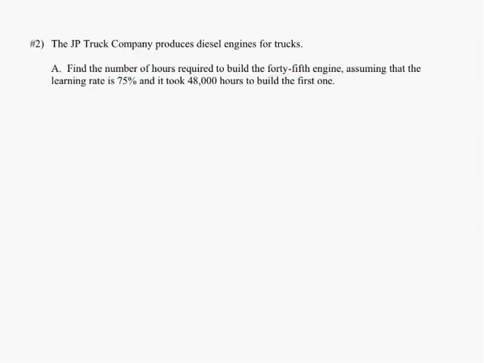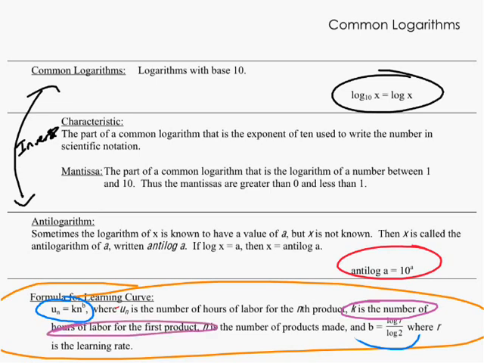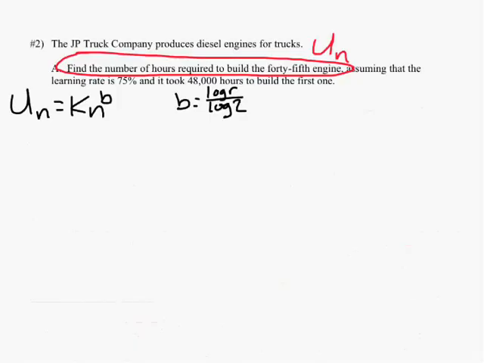I go back to this formula again. It says k is the number of hours for the first product. K is hours for the first product. Let's see what that is for this problem. It took 48,000 hours to build the first one. 48,000 hours, that's k.